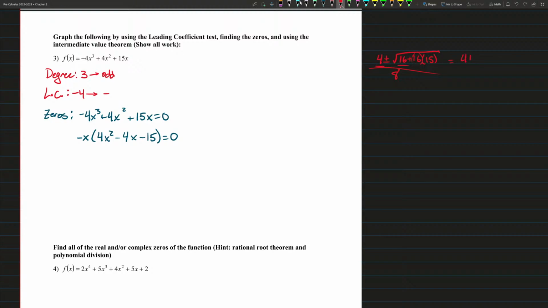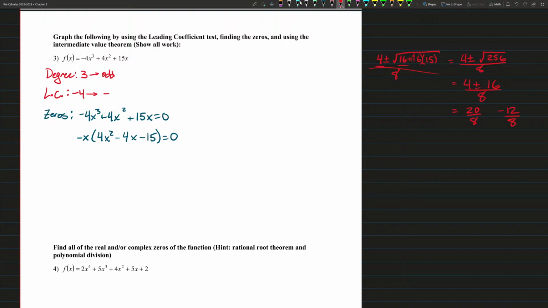So that's 4 plus or minus the square root of 256, all over 8. The square root of 256 is just 16. This is 4 plus or minus 16, all over 8. That's 20 over 8, and negative 12 over 8.